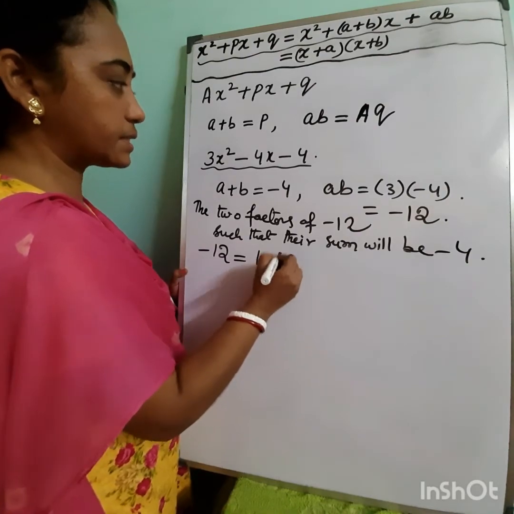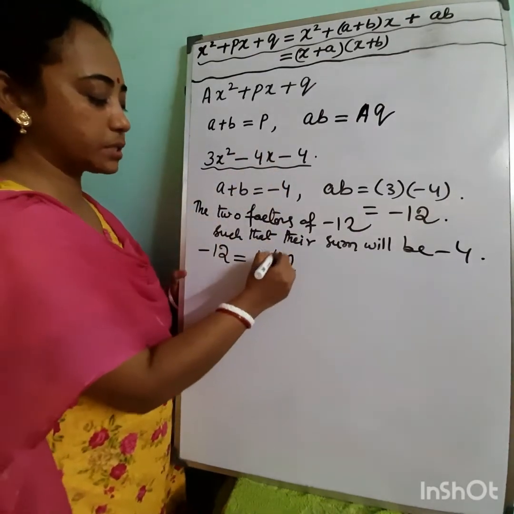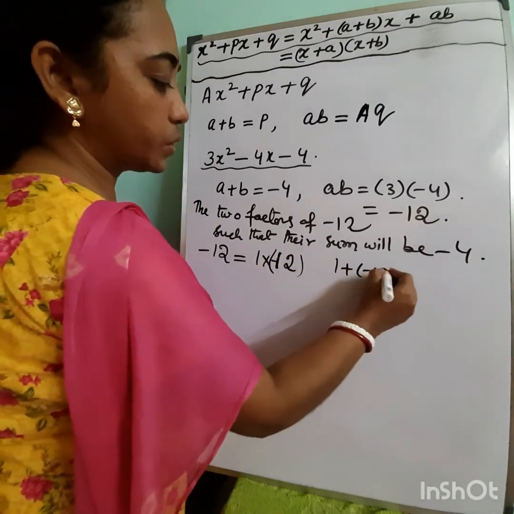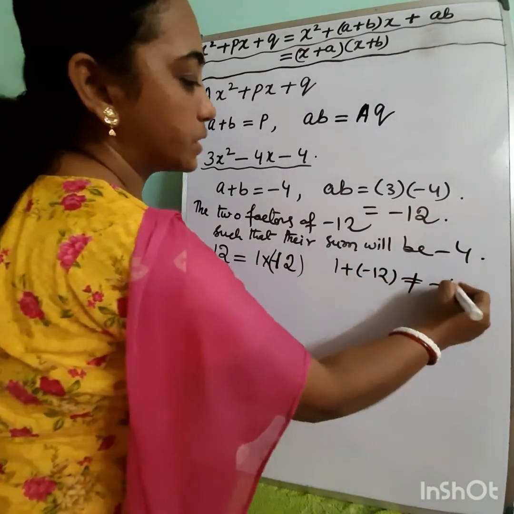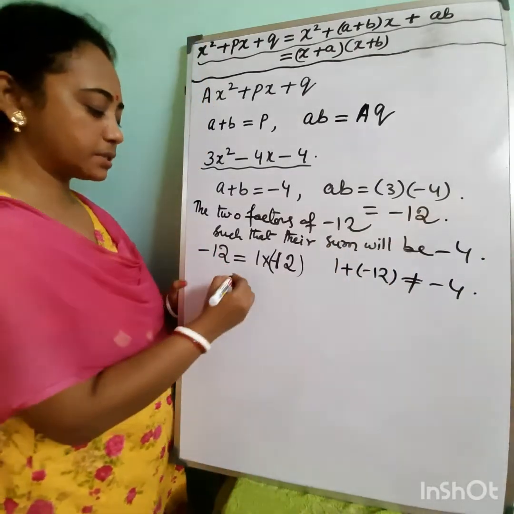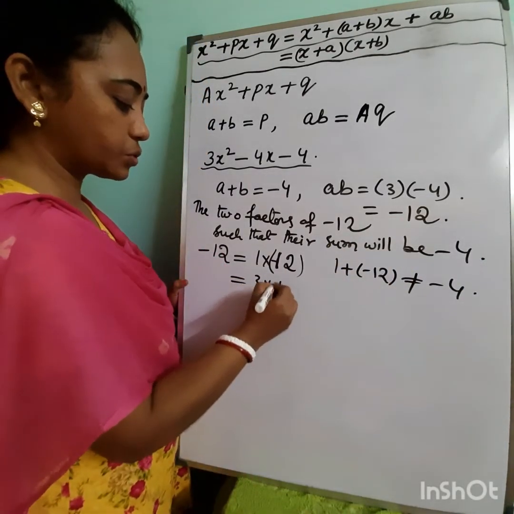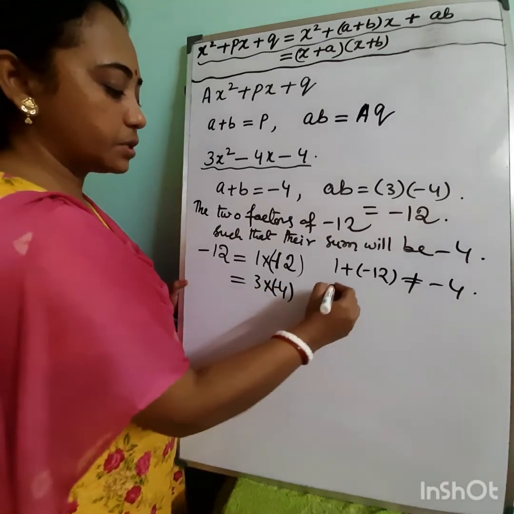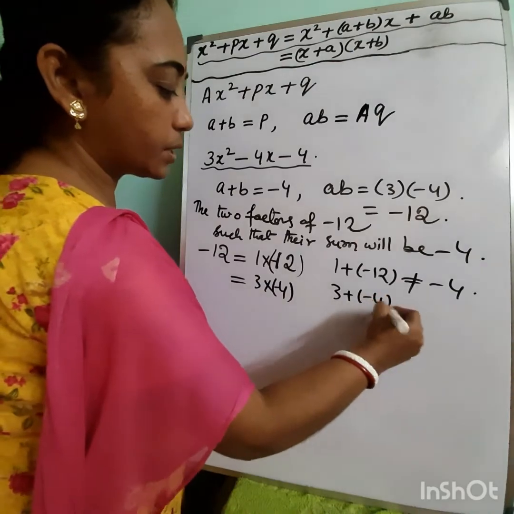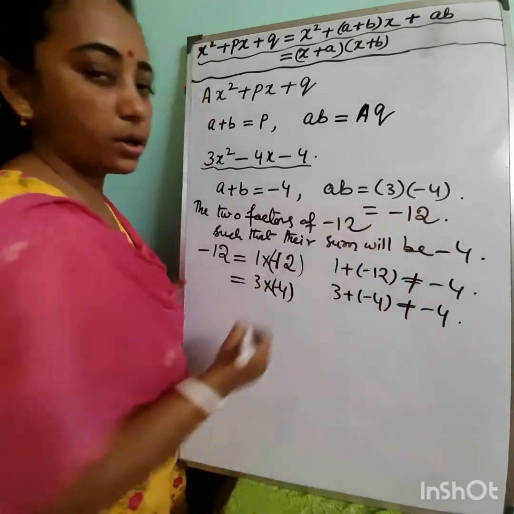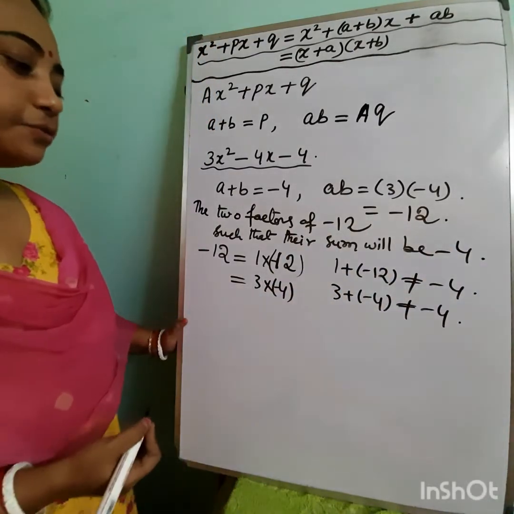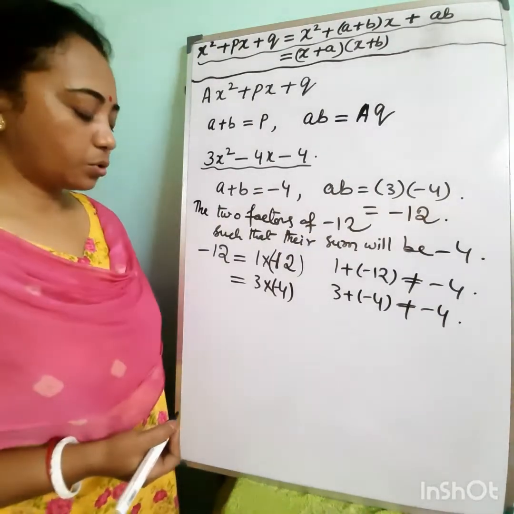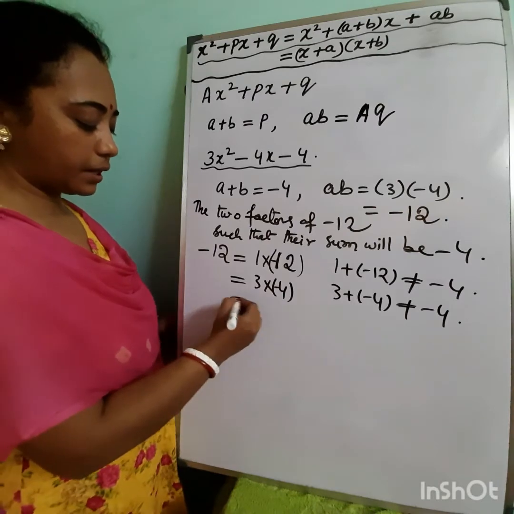Here, as their sum is negative, we always take the greater number as negative, but 1 plus minus 12 will not give minus 4. So we will not consider these two numbers. Again 3 multiplied by 4. If we take 4 as negative, then 3 plus minus 4 will not give minus 4. So we will not consider these numbers also. Similarly for minus 3, 4 we will not get the sum as minus 4. So again we have to think of other factors.